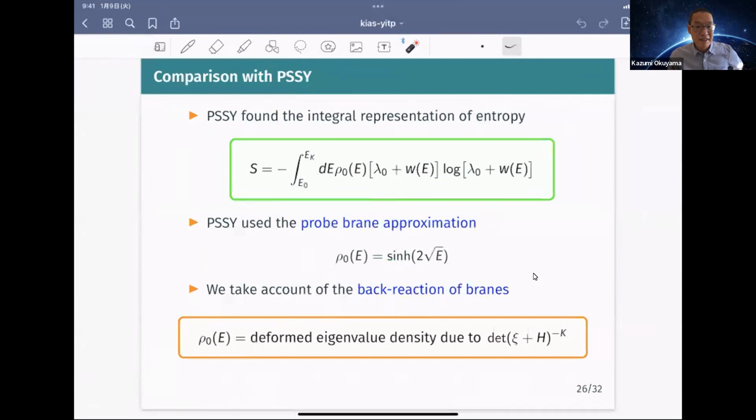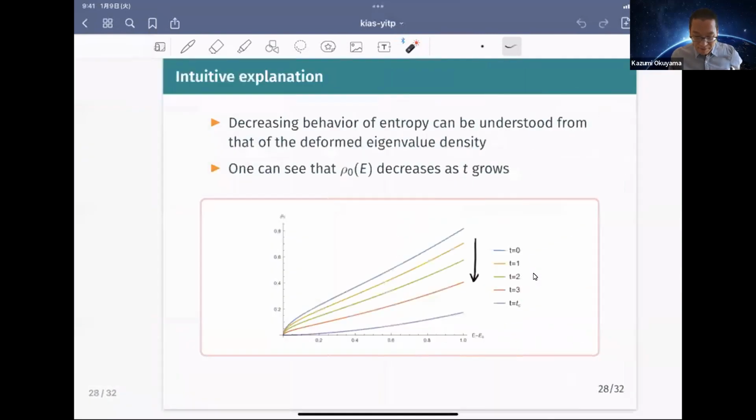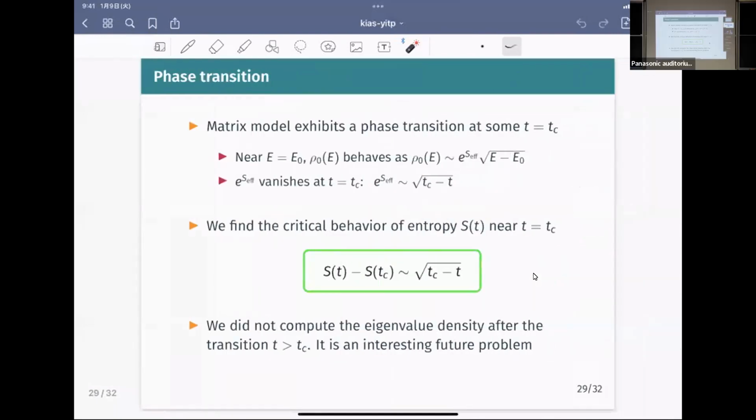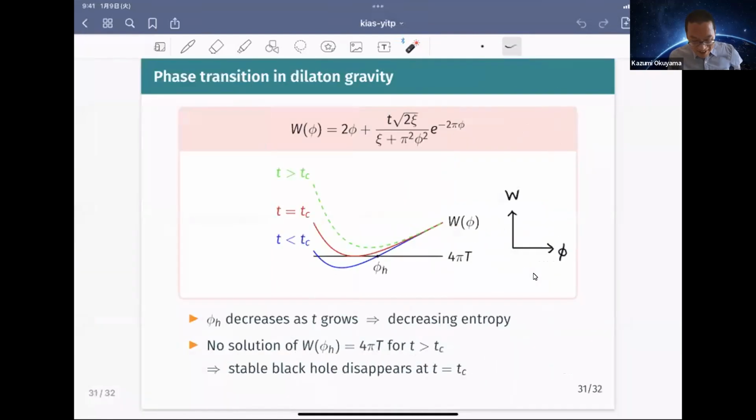I see. So I have one more question. You mentioned that there is some critical time, beyond which there is no solution. So beyond that, what kind of gravitational solution do you have? Dilaton gravity suggests that there is no solution. No solution. So we don't know what happened.